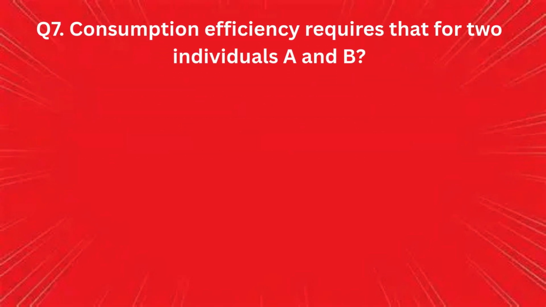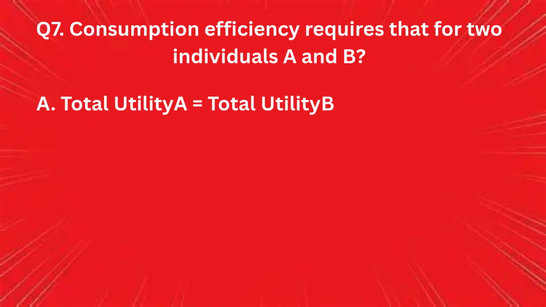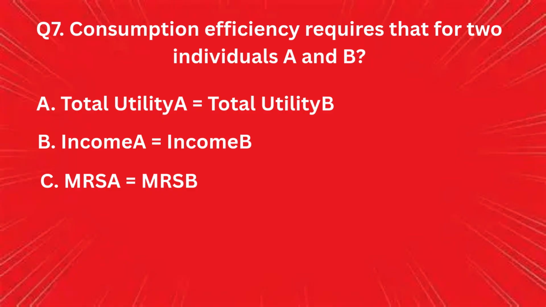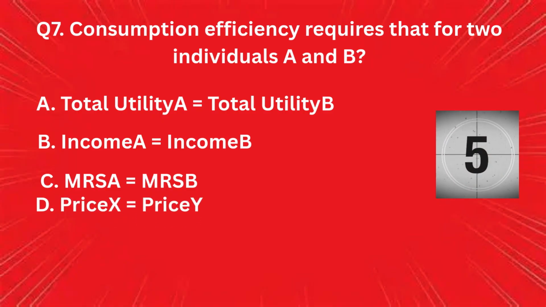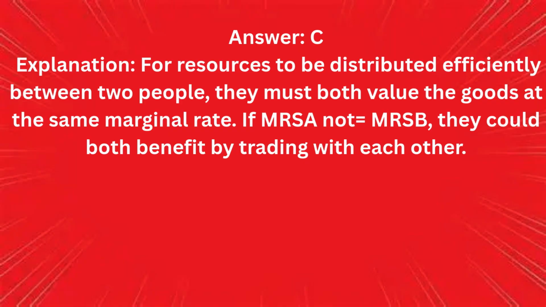7. Consumption efficiency requires that for two individuals A and B, A. Total utility A equals total utility B. B. Income A equals income B. C. MRS A equals MRS B. D. Price X equals price Y. Answer: C. Explanation: for resources to be distributed efficiently between two people, they must both value the goods at the same marginal rate. If MRS A does not equal MRS B, they could both benefit by trading with each other.